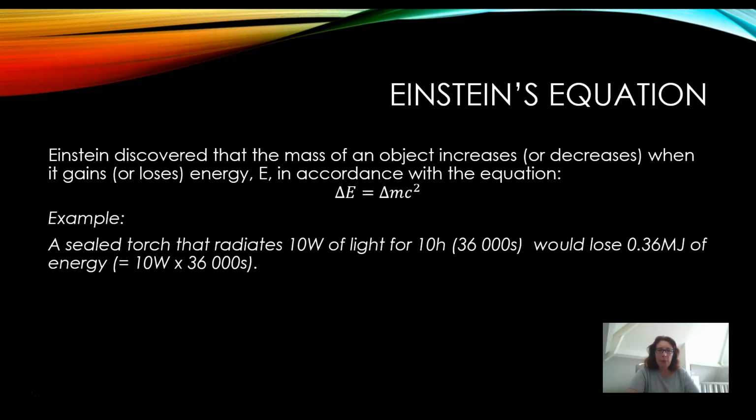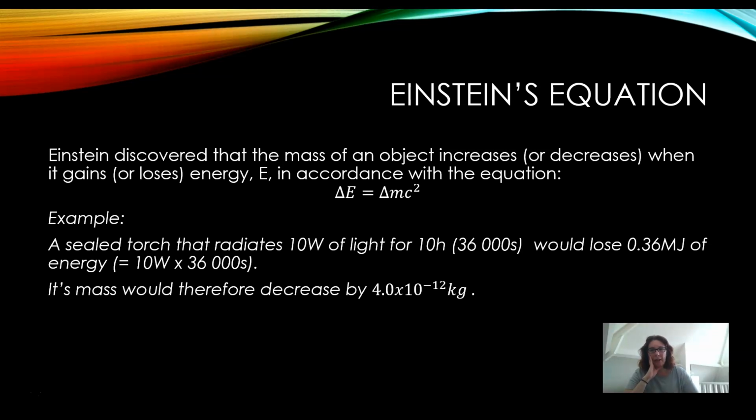Here's an example. A sealed torch radiates 10 watts of light for 10 hours, which is 36,000 seconds. That equates to an energy of 0.36 megajoules of energy, so power times time. If you then use E equals mc squared, you can calculate the change in mass, therefore, would be 4 times 10 to the minus 12 kilograms.